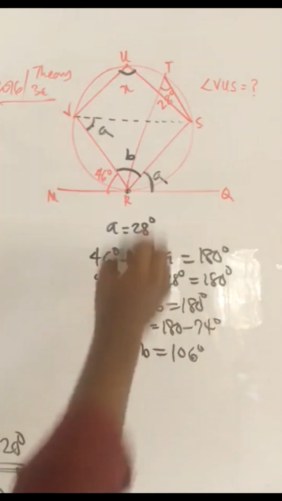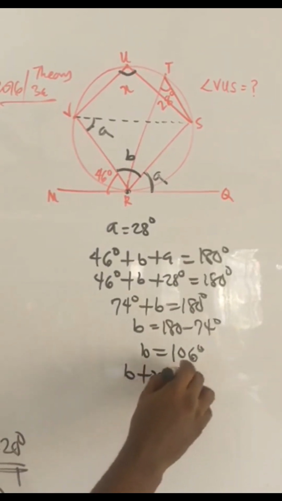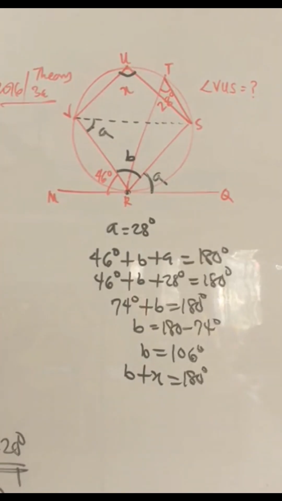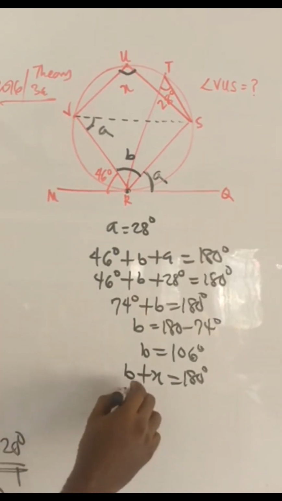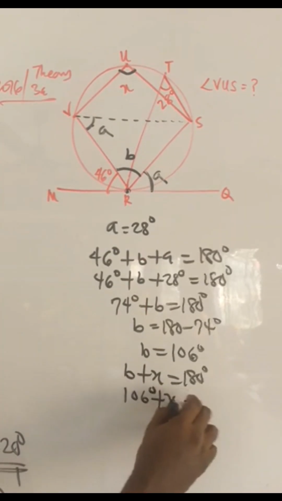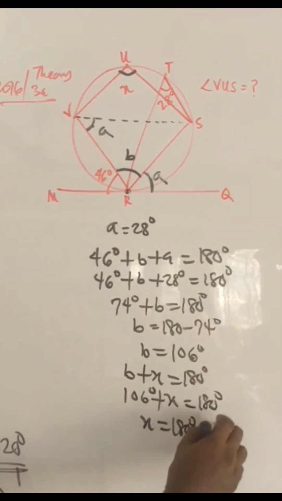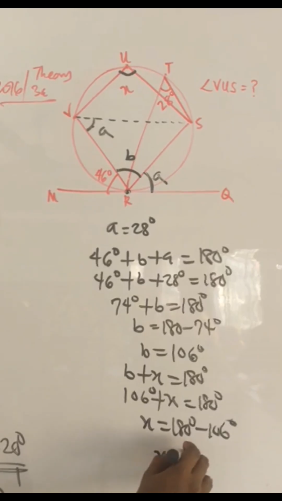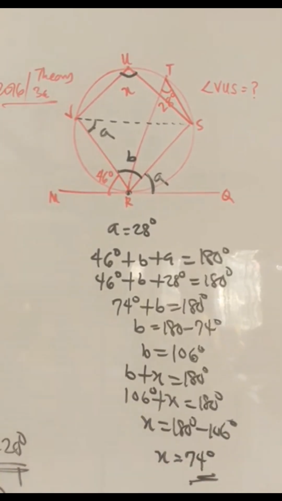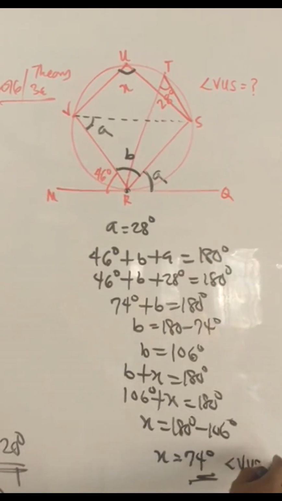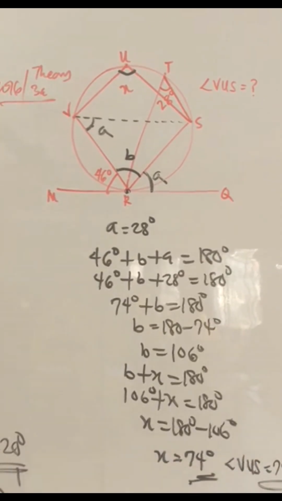Now, B and X. If we add B and X, we must get what? Sum of what? Opposite angles of a cyclic quadrilateral. So what is the value of B plus X equals to? So what will be the value of X, class? So X equals to 70, which means angle VUS is 74 degrees.